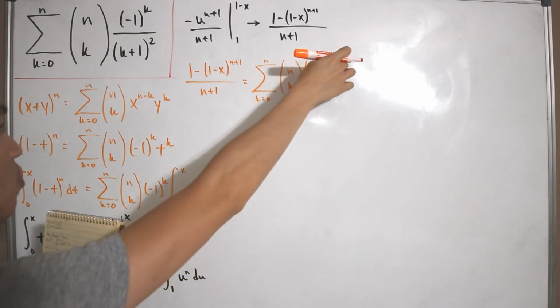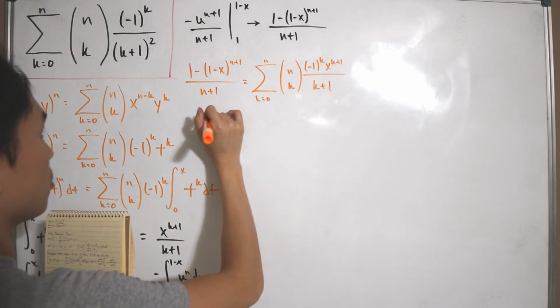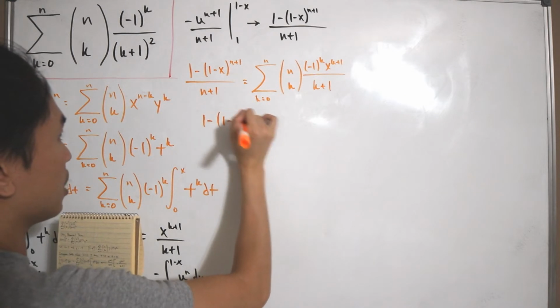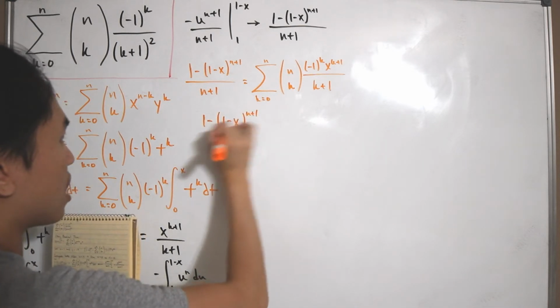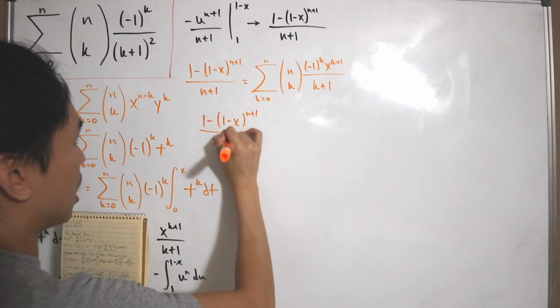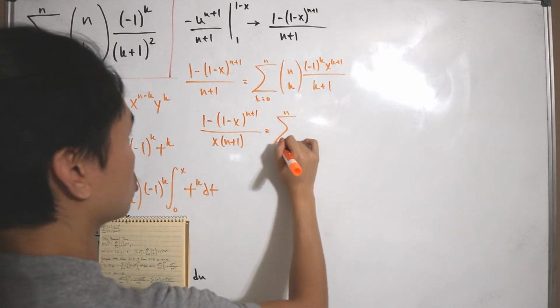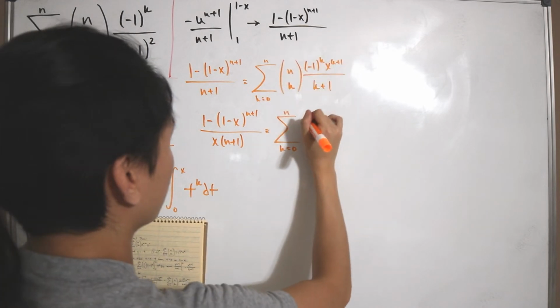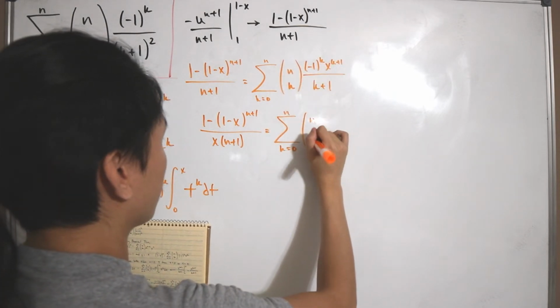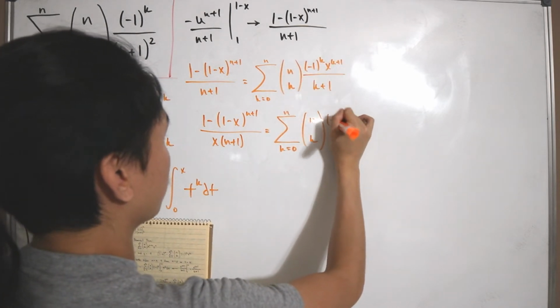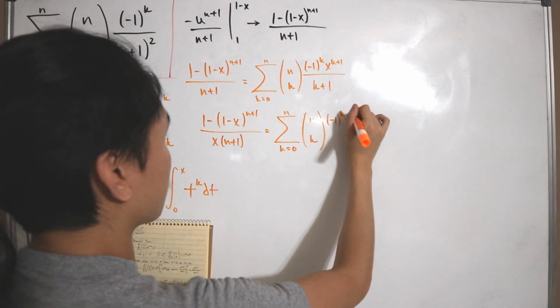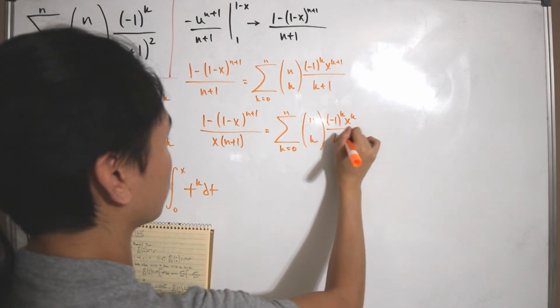So that means the x to the 1 here will cancel. That'll give us 1 minus the same thing on the numerator, but now on the denominator we have an x times n + 1. And on the right-hand side, nothing has changed so far, not until we reach the base of x, which is (−1)^k, then x^k, divided by k + 1.